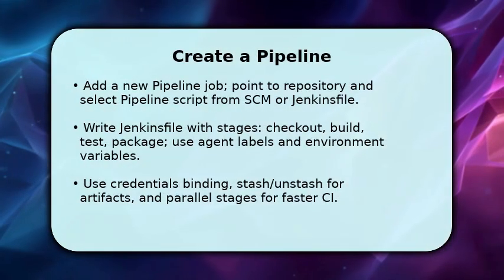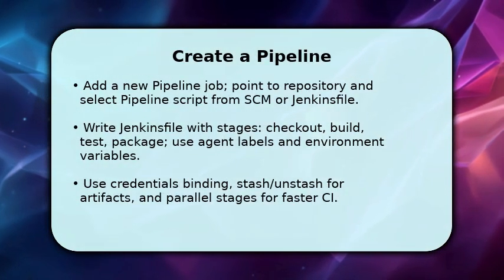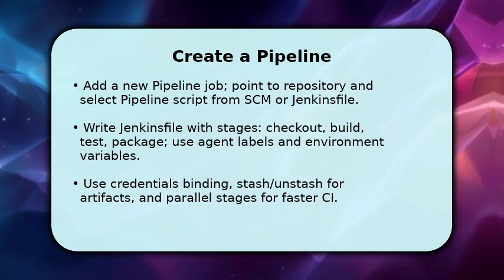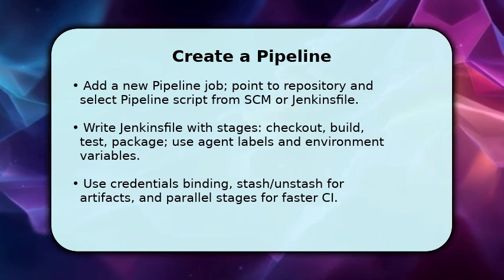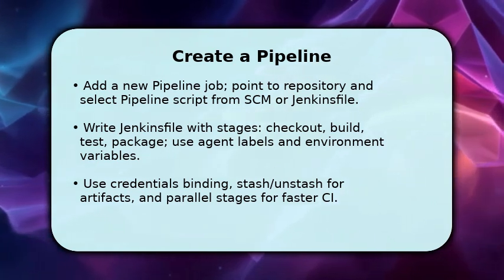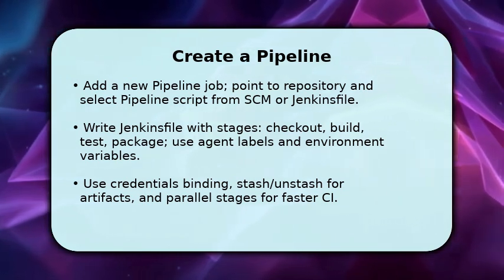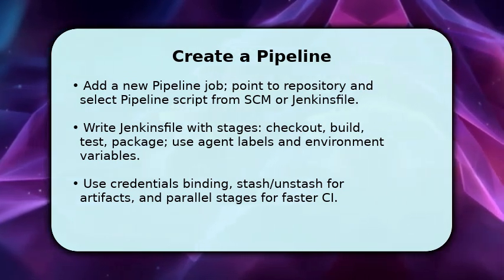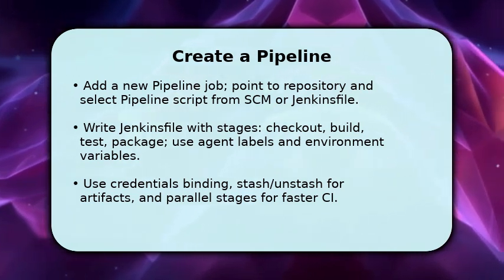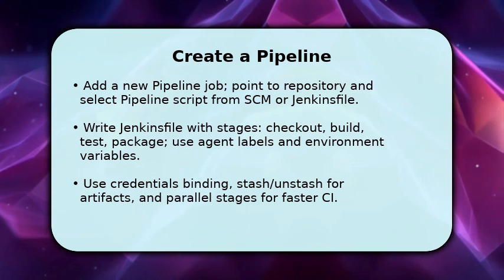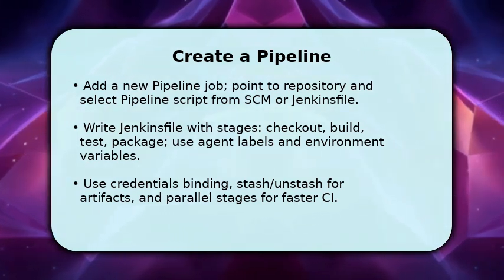You now create the pipeline that automates build and test. Start a new pipeline job and point it to your repo or a Jenkinsfile stored alongside the code. In the Jenkinsfile, define stages such as checkout, build, unit test, and package, and choose an appropriate agent label for your runner. Use environment variables to keep secrets out of code, credentials binding for tokens, and stash or artifact archiving between stages. Parallelize tests where possible to speed up feedback.